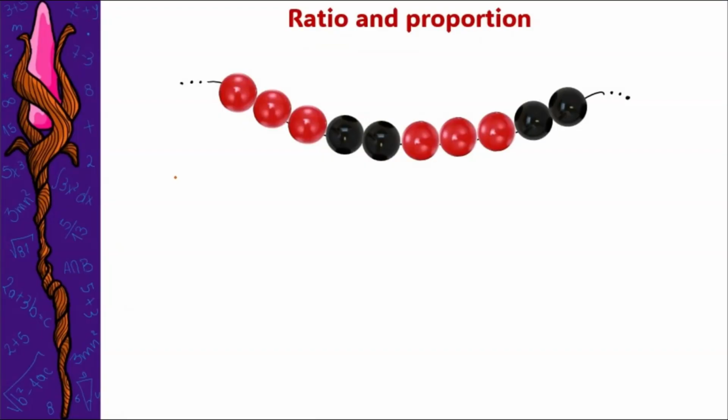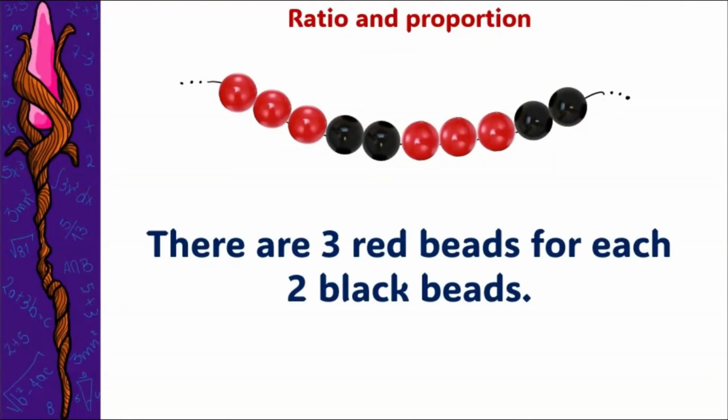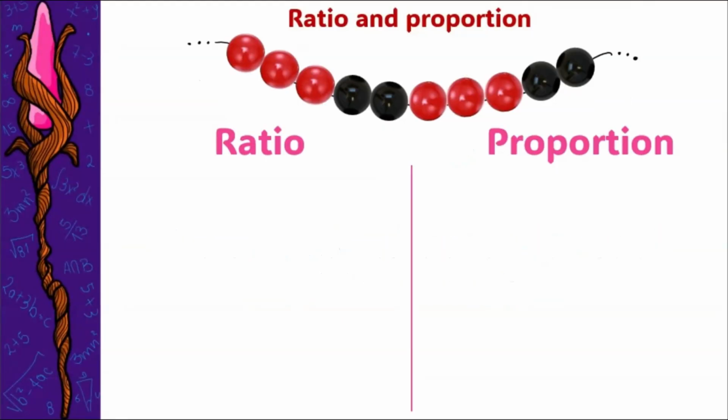But notice that we can see a pattern. There's three red ones, two black ones, three red ones, two black ones, and so on. So what we know so far is that there are three red beads for each two black beads. So from that, we could establish two things, ratio and proportion. The big difference between these two is that the ratio is a relationship between parts of a total, part to part. And the proportion is the relation between a part and the total.